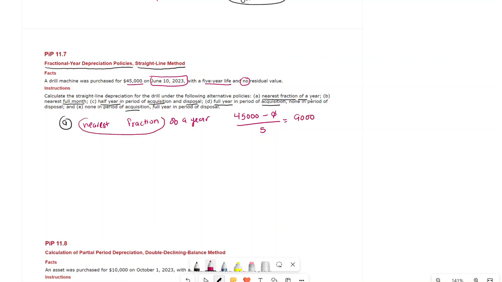They are saying nearest to the fraction of a year. When are we recording this transaction? We're doing it for the calendar year. So from June to December 31st, how many months? We have 7 months. So we have June, July, August, September.